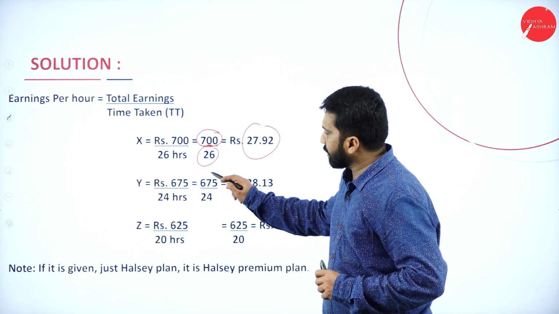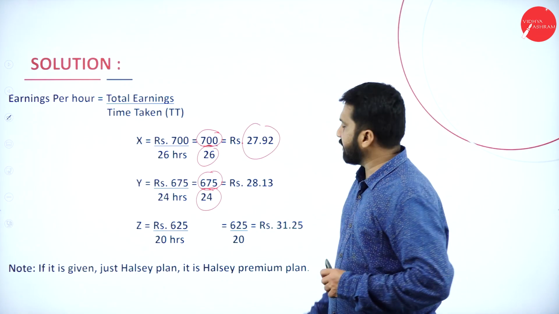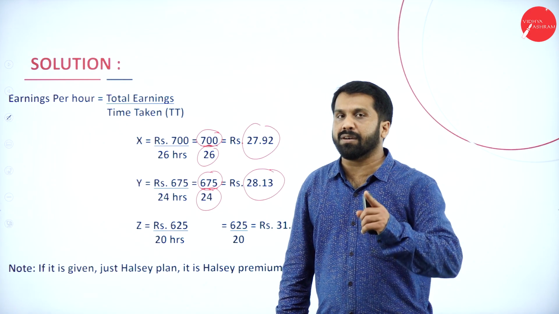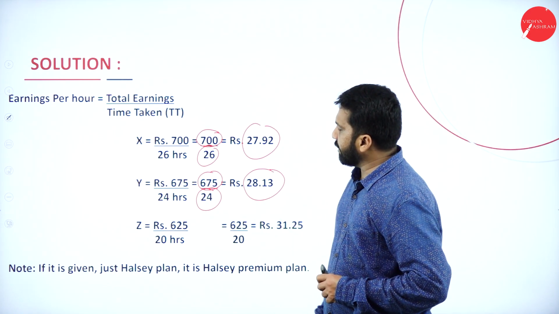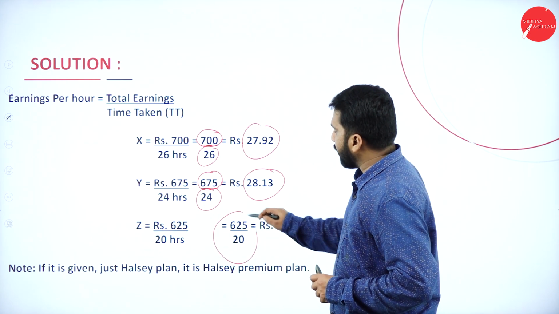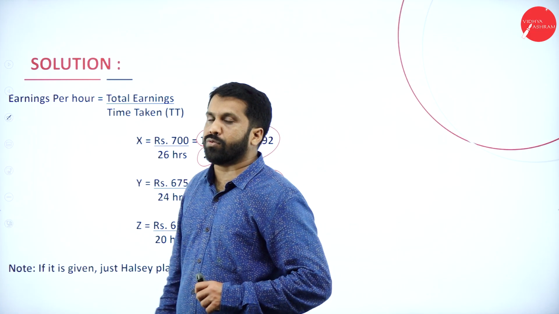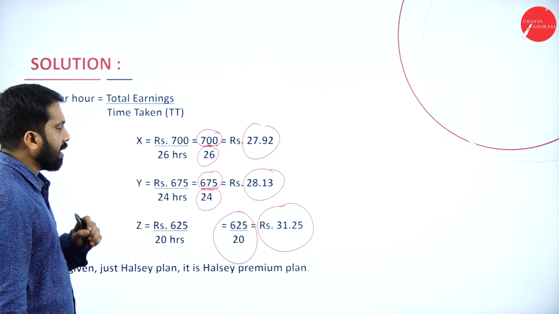The second person, 675 divided by 24. He is earning 28.13 per hour. Hope you are getting. The next person is Z. Around 625 divided by 20. He is getting around 31.25 per hour. These are the calculations we have now.